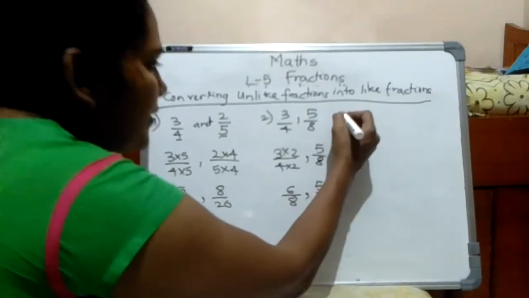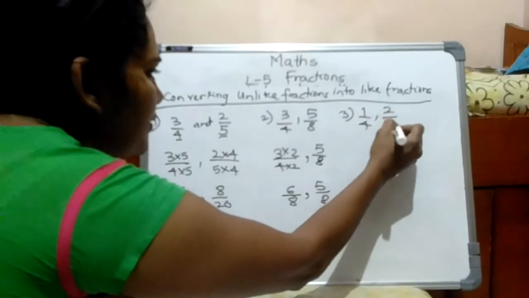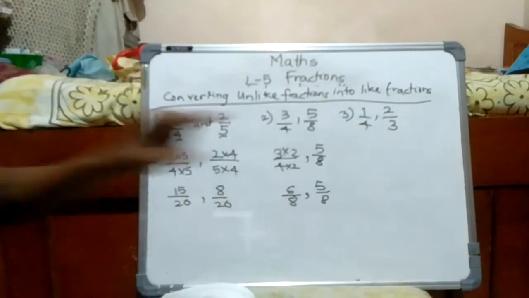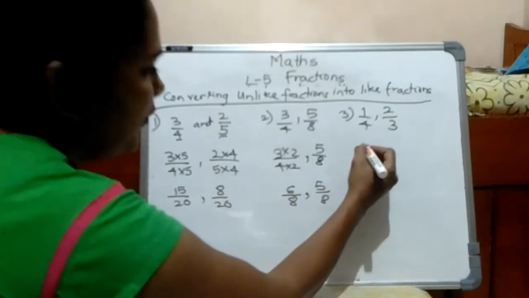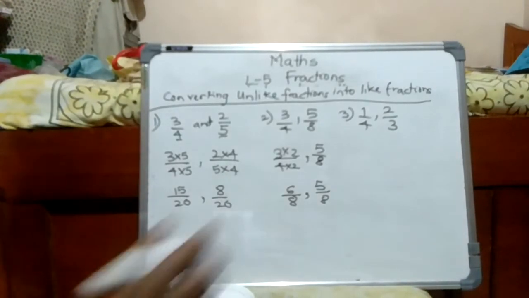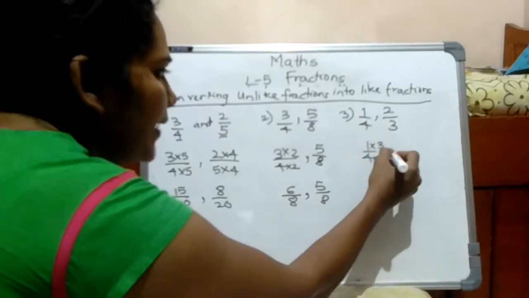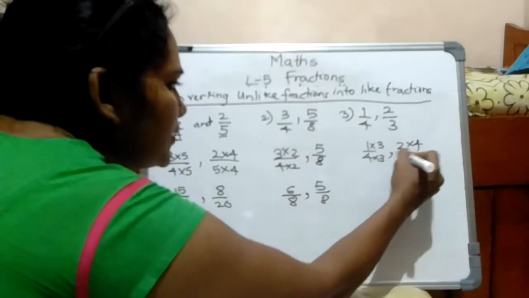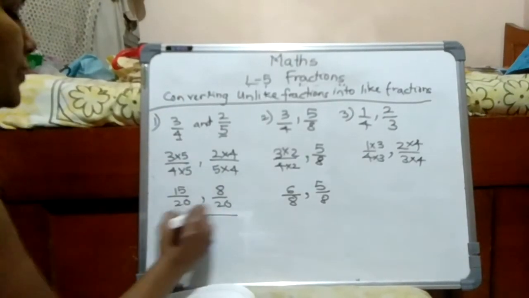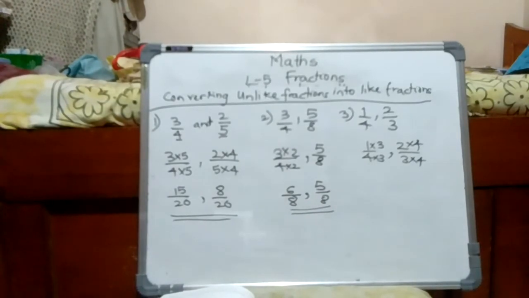One more example I will take. 1 upon 4, 2 upon 3. Now if you see here, 4 does not go in 3, nor does 3 go in 4. So what we will do? We will cross multiply the denominators. Now 1 upon 4 into 3, and here 2 into 4, 3 into 4. These are the like fractions we have converted from unlike.